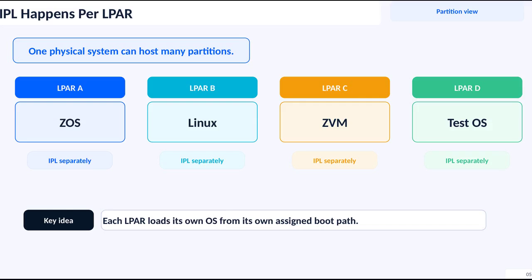A major beginner mistake is to imagine IPL as one big action for the entire machine. That is not the right picture. IPL is done per LPAR. One partition can load one operating system while another partition loads a different operating system, and another partition may remain stopped. Think of a campus with many classrooms. The building may open at the same time, but each classroom begins only when its own teacher arrives and starts the class. In the same way, each LPAR becomes operational only when its own operating system is loaded through IPL.